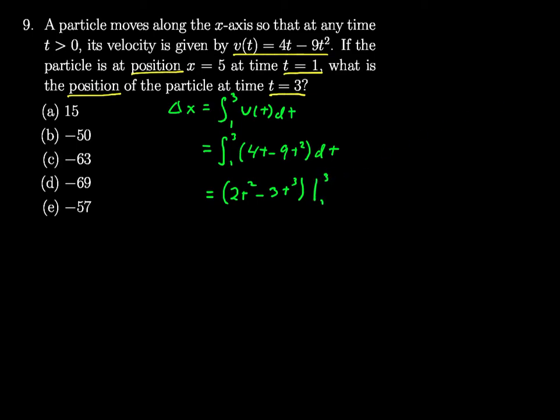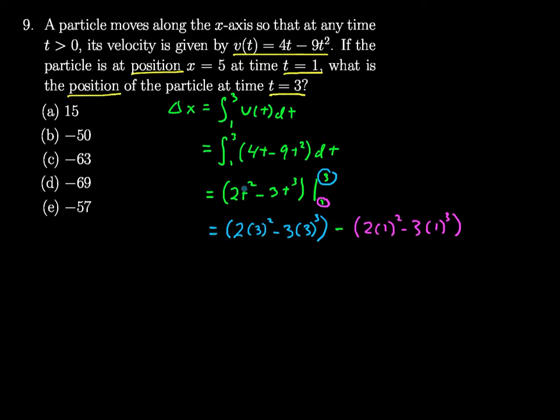So I plug in my 3 first to this, so I get 2 times 3 squared minus 3 times 3 cubed. I plug in my 1 next, so I get 2 times 1 squared minus 3 times 1 cubed. And I subtract these two.